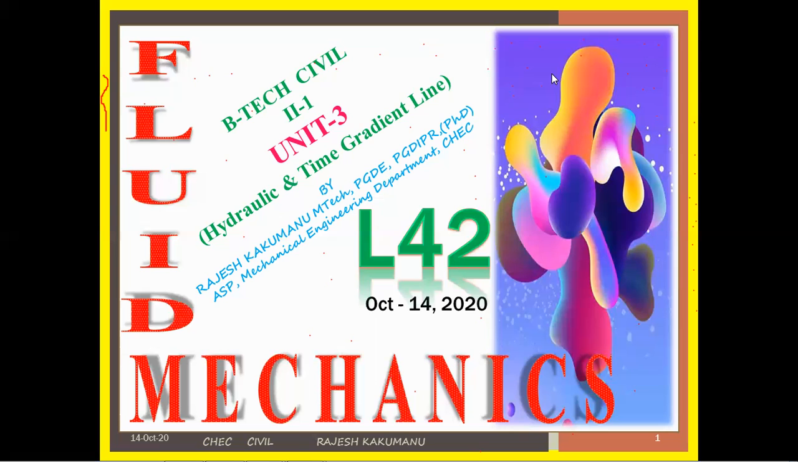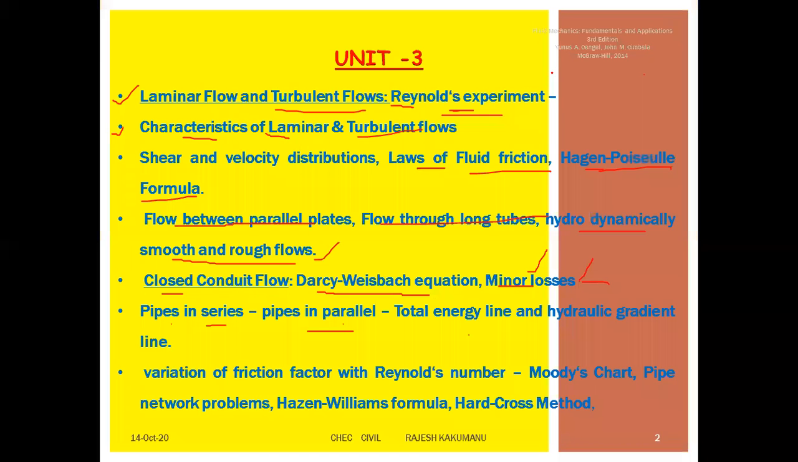Based upon the 7 causes, we have derived the formulas for these 7 causes. That is the contraction, enlargement, entrance at the pipe, exit at the pipe, pipe fittings, obstruction in the pipe, bend in the pipe. Based on all those, we have solved 2 or 3 problems for each case. In this class, we are discussing another topic in your syllabus, that is hydraulic gradient line and total gradient line.